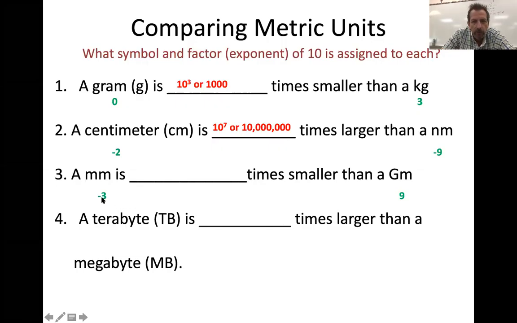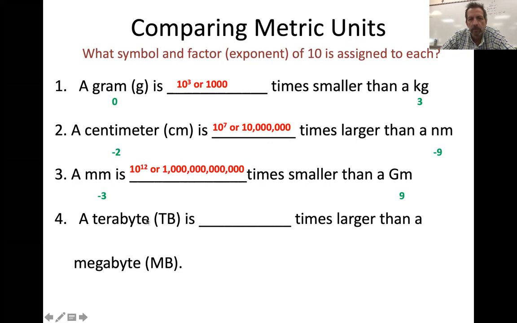So we know to go from -3 to 9, that's 12 spaces, 12 factors of 10. So we could say 10 to the 12, or 1 followed by 12 zeros, right? 1 followed by 12 zeros is a really large amount. So this would be million right here, right? This would be trillion. This would be quadrillion. We don't really need to say quadrillion. Not many people speak that way. So 10 to the 12 times smaller than a gigameter.